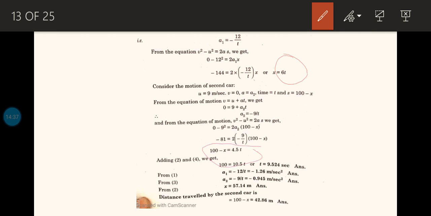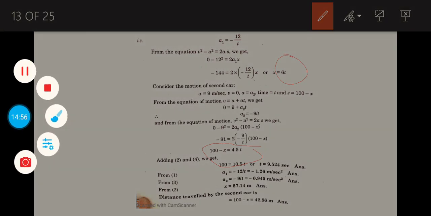So initially you have x is equal to 6t. Here you have 100 minus x is equal to 4.5 t. Solving this, you will get x is equal to 57.47 meter, t equal to 9.524 seconds, a1 equal to minus 1.26, and the next one, a2, equal to minus 0.945, and x is equal to this much meter.